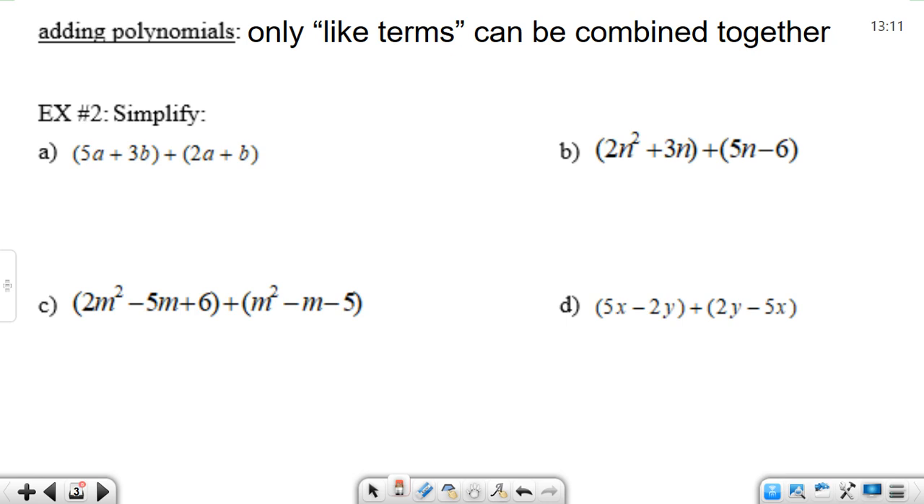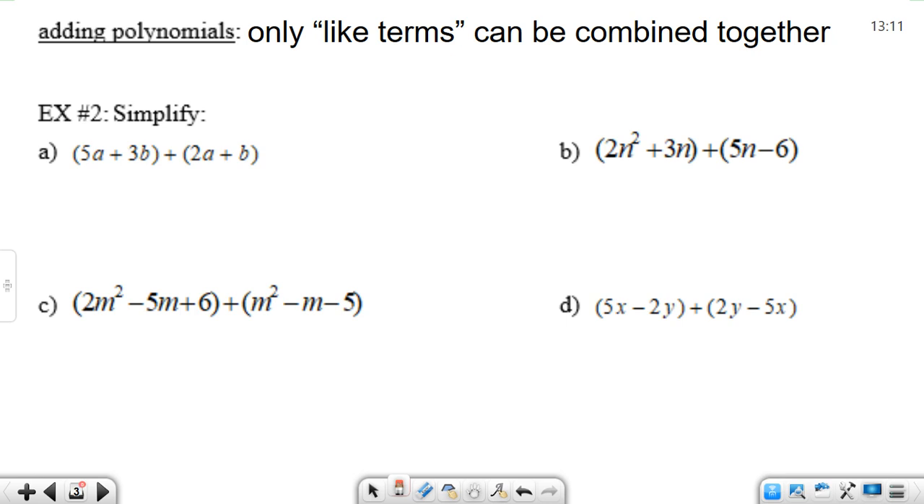So if we look at example 2, it says to simplify. And guys, whenever we see simplify, that typically means to perform the operations indicated and combine like terms. So if we look here, we have 5a plus 3b plus 2a plus b.